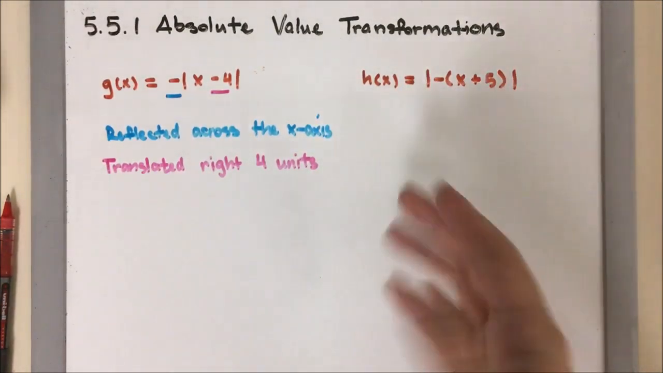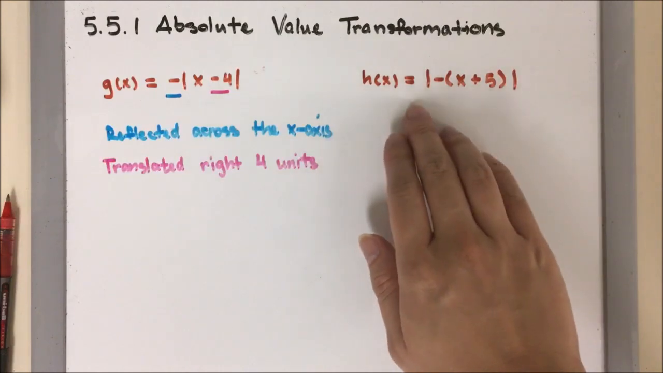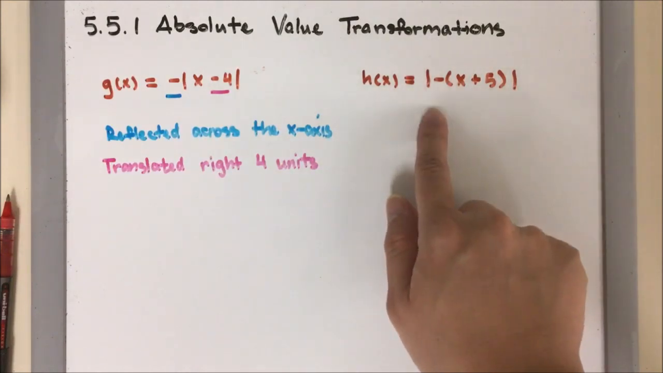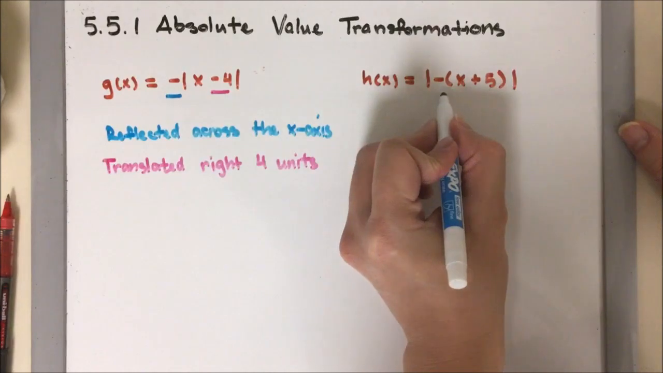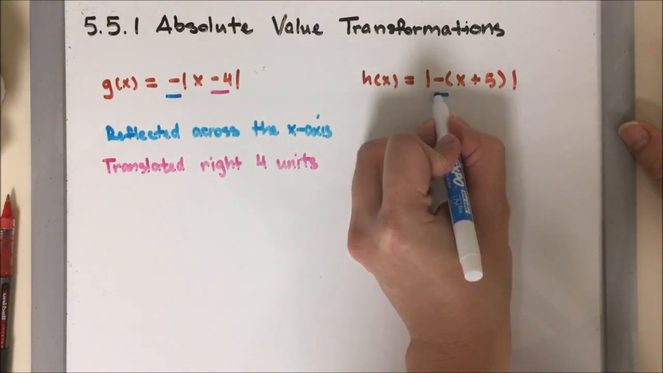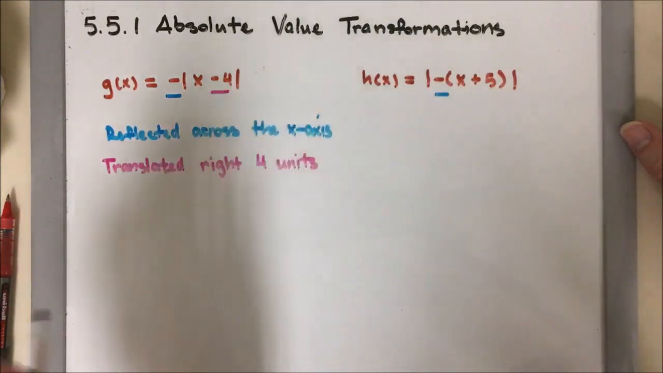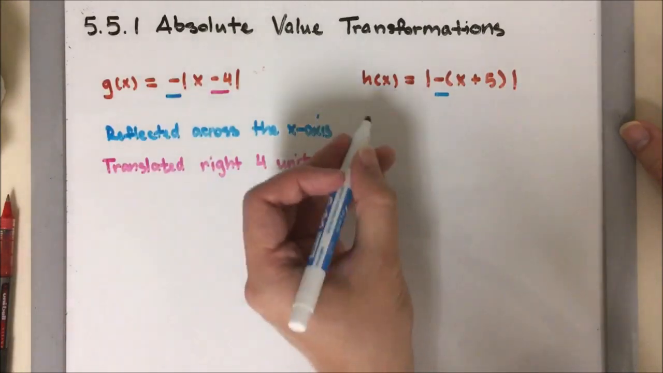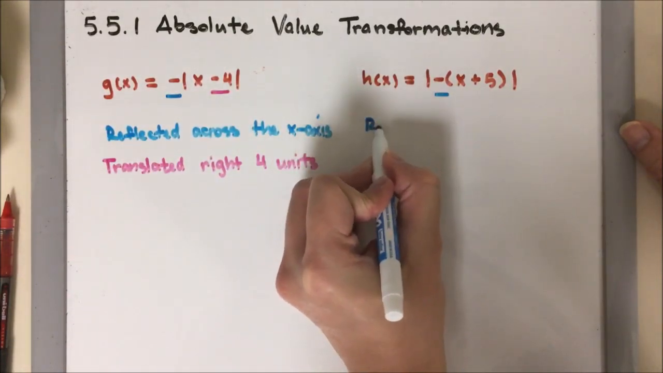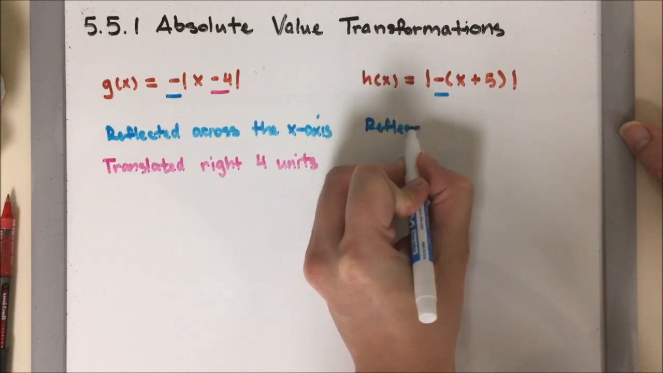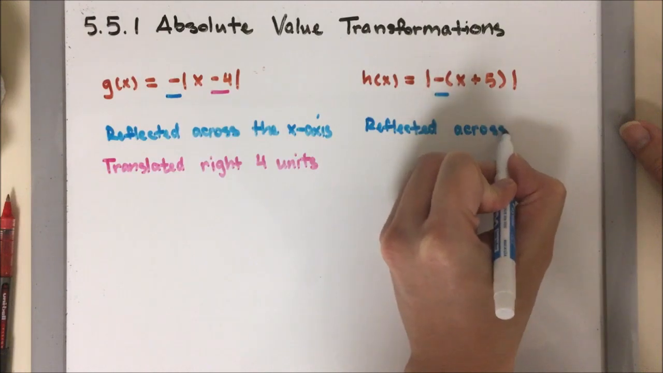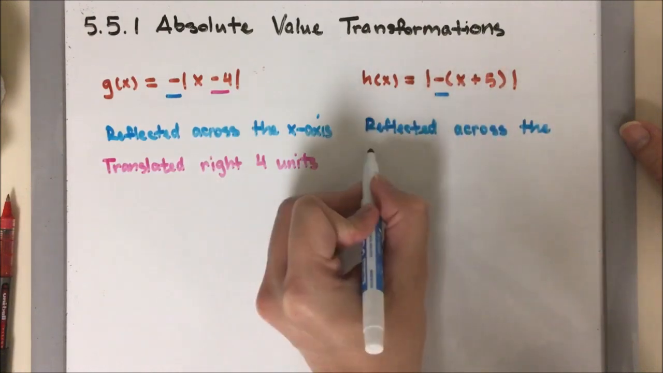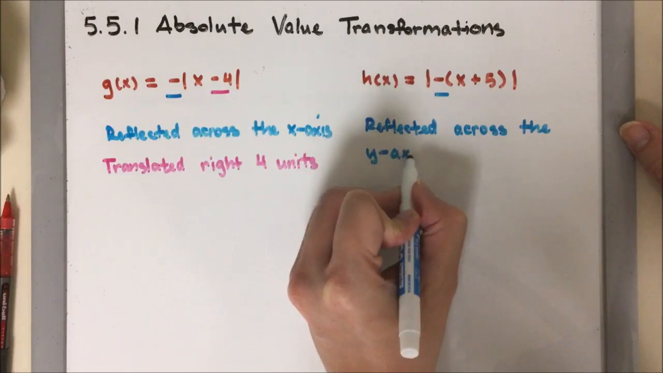Now let's talk about the other example, h of x, where it equals the absolute value of negative of x plus 5. So this time we have the negative that's inside the absolute value line but also in front of x. So since it's inside and in front of x, this one would be reflected across the y-axis.